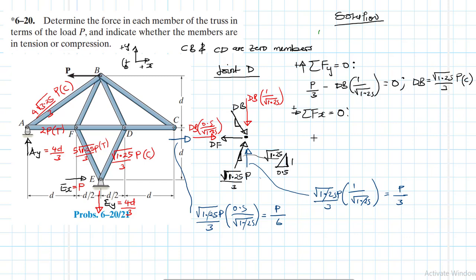Okay. So summation of forces in the x direction equal to 0. So we have P over 6, and then we have a plus dB 0.5 divided by root of 1.25. Okay, and then we have minus dF equal to 0.